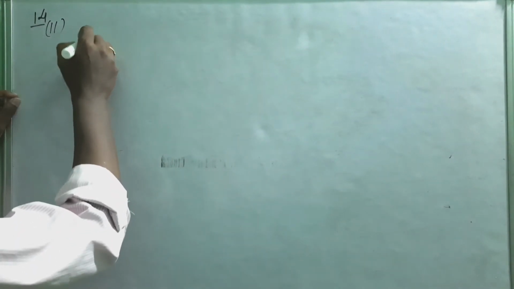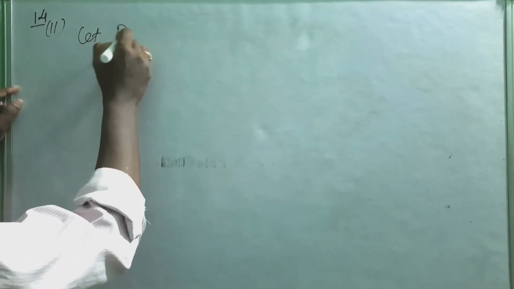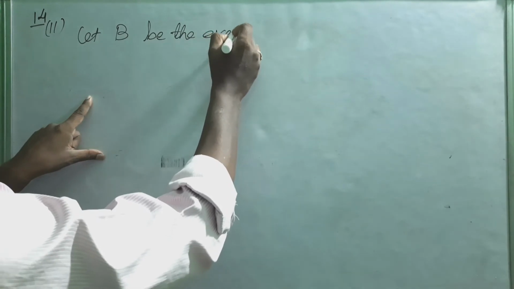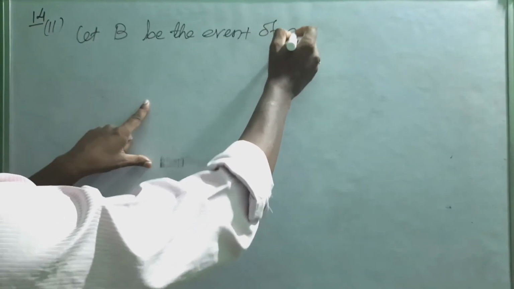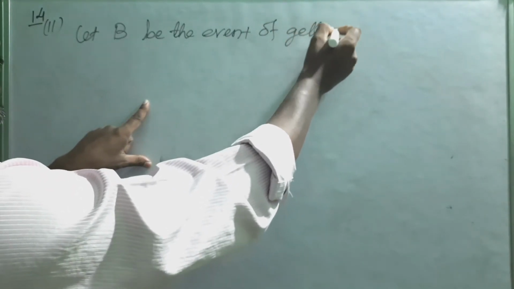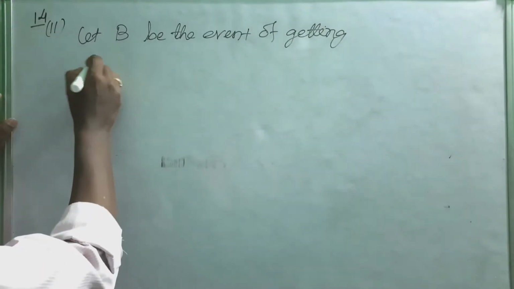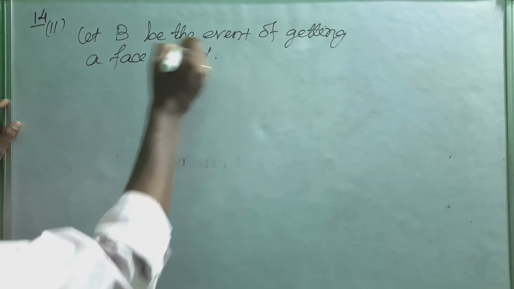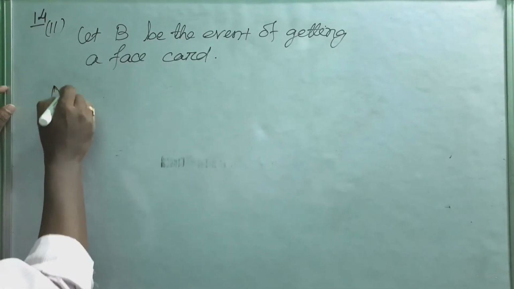So that means the total number of face cards is 12. Okay, so write down, let B be the event of getting a face card. Then the number of outcomes.